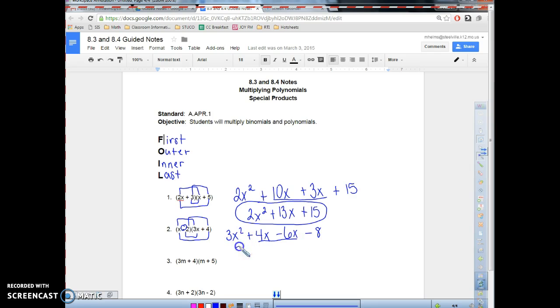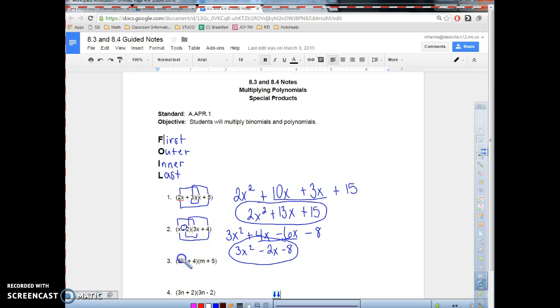Now combine like terms. You have 3x squared minus 2x, because you have the 4x minus 6x, which is negative 2. And then you have your negative 8. Now in number 3, I want you to pause the video, work the problem yourself, see if you can get the right answer, and then push play and compare your steps.